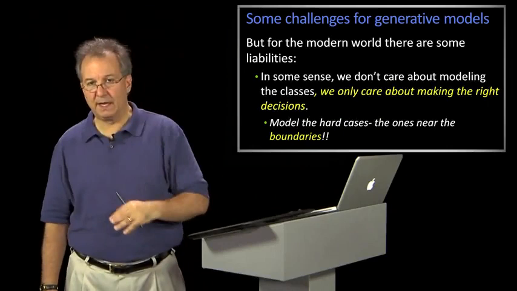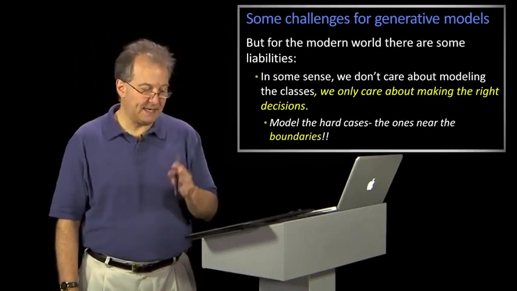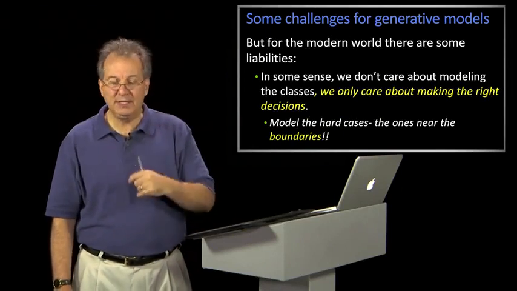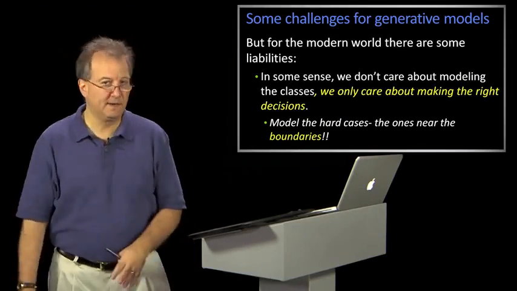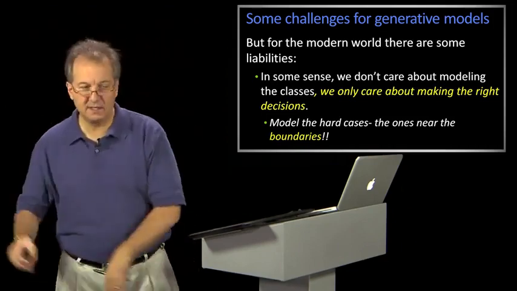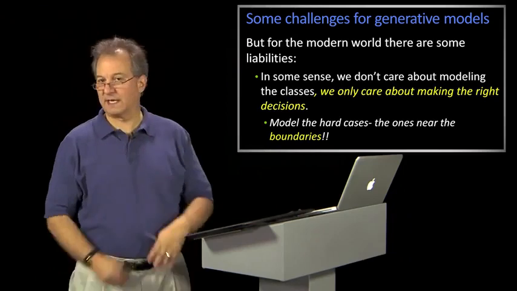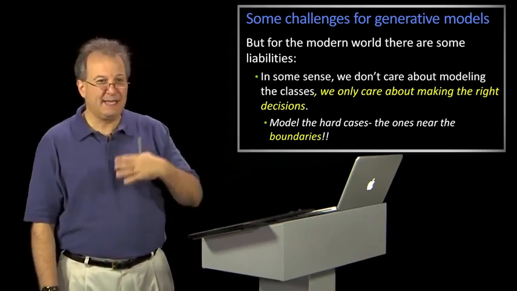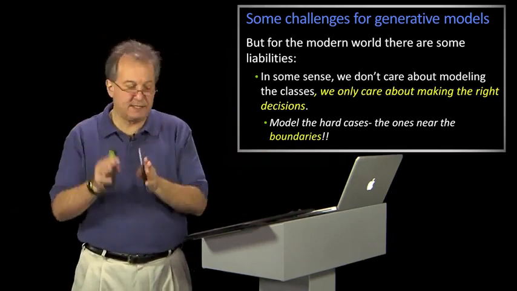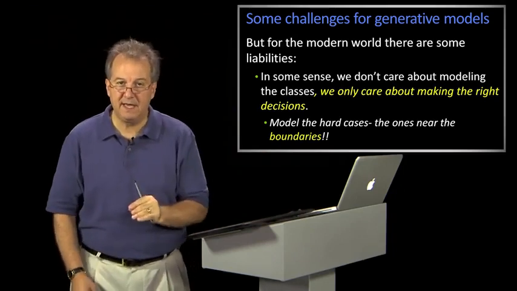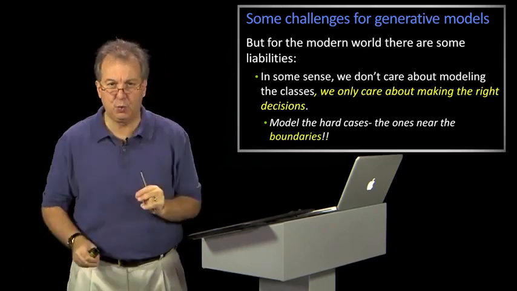But there's even a bigger liability, okay? The bigger liability is that we don't actually care about modeling the whole class, right? If I've got skin things and not skin things, you can imagine there's a whole bunch of colored pixels that have nothing to do with skin. I don't have to model that as not skin. We only care about making the right decision, so we should be modeling the boundaries, the hard cases, the cases where I'm not really sure.